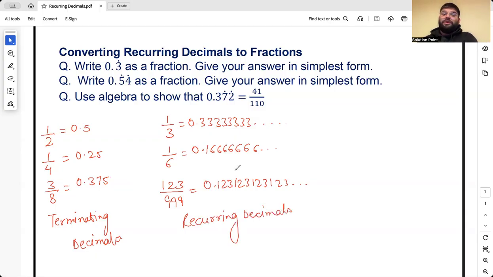And we need to convert these recurring decimals to fractions. This is what we will discuss in this video. For that, you must know this: since only the digit 3 is repeating here, I'll write it as 0.3 with a dot. This dot tells me which digit will repeat. In this case, since only 6 is repeating, I'll write it as 0.16 with a dot.